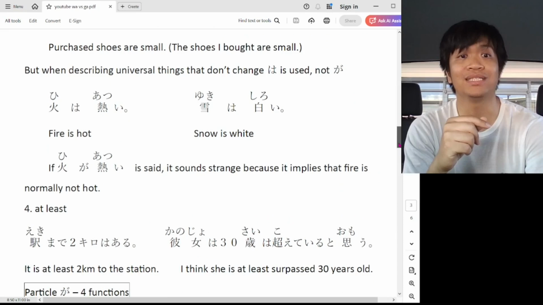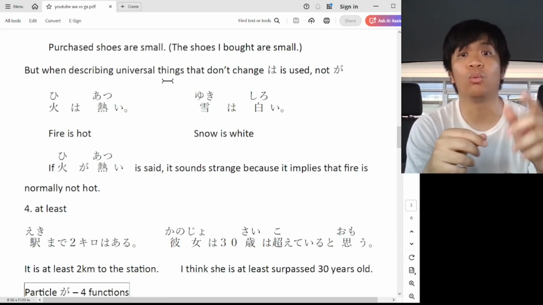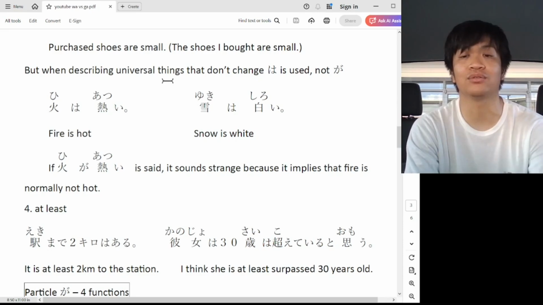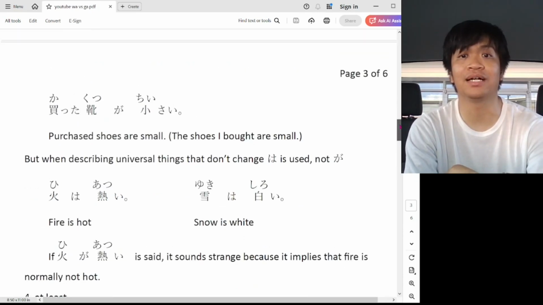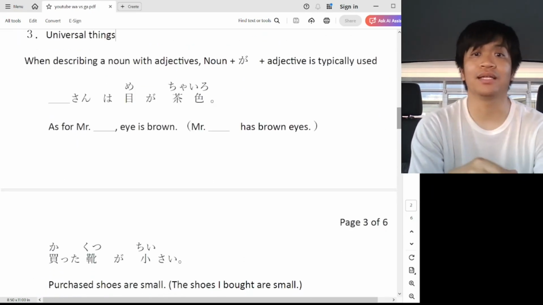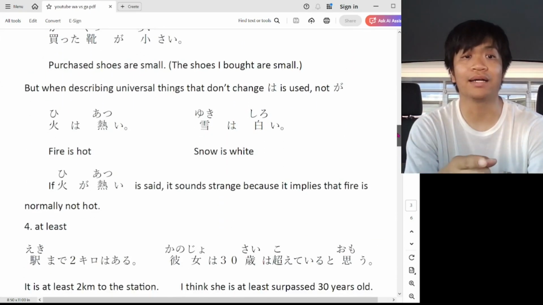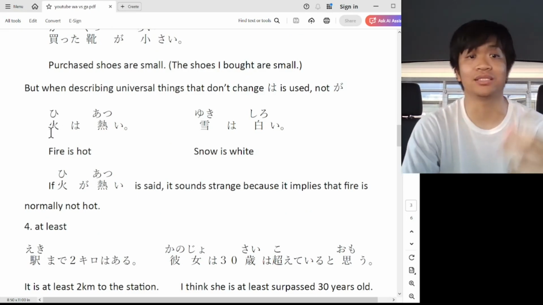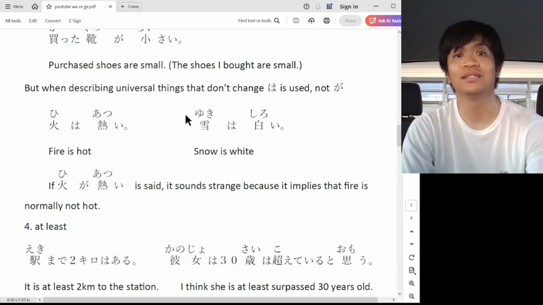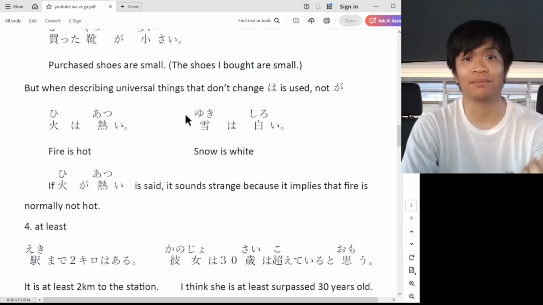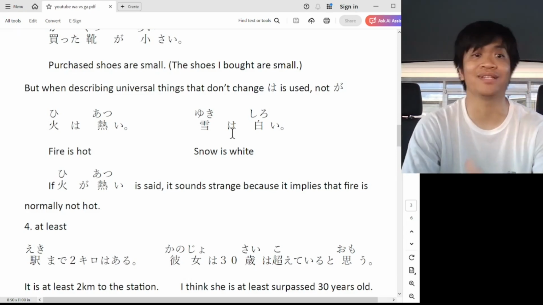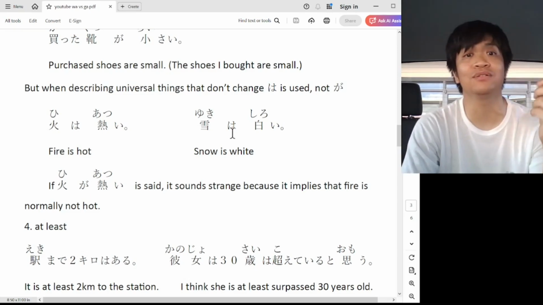But when describing the universal things that do not change, wa is used and not ga. So up here we were using the ga and then the adjective. Here we're using wa and then the adjective. So first one, hi wa atsui. Fire is hot. Yuki wa shiroi. So why do we use the wa here and not the ga? Because this is universal information.